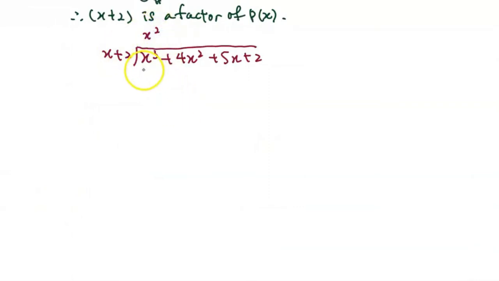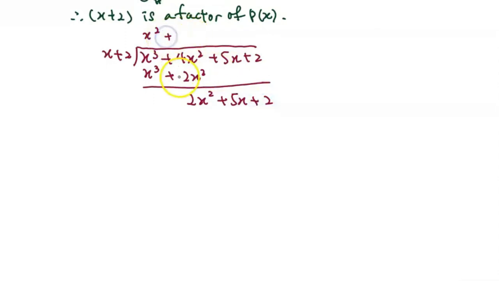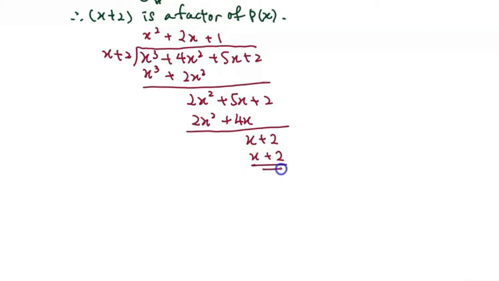x squared times x will get x cubed. Then we expand for 2, become 2x squared. Then we minus here and bring down this 5x plus 2. Then again we will times 2 and x in order to get 2x squared plus 4x. Finally 1 times x to get x, 1 times 2 to get 2.